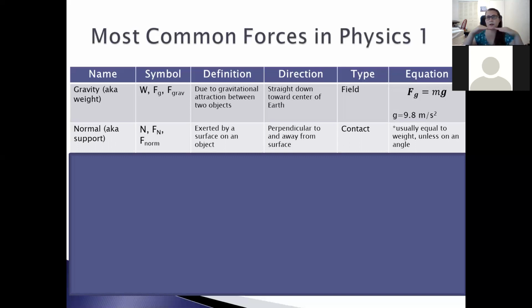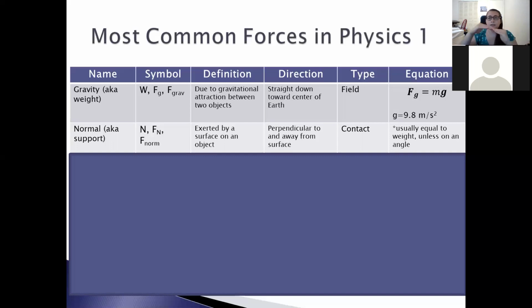So if you're thinking about a table and you have your textbook sitting on your table, perpendicular to your table would be pointing straight up, right? So it's that support force, the table pushing back up on your book, that's the normal force. And since the two objects need to be touching for that to happen, it's a contact force. So this force will be equal to the weight in any scenario where we're dealing with a horizontal surface.